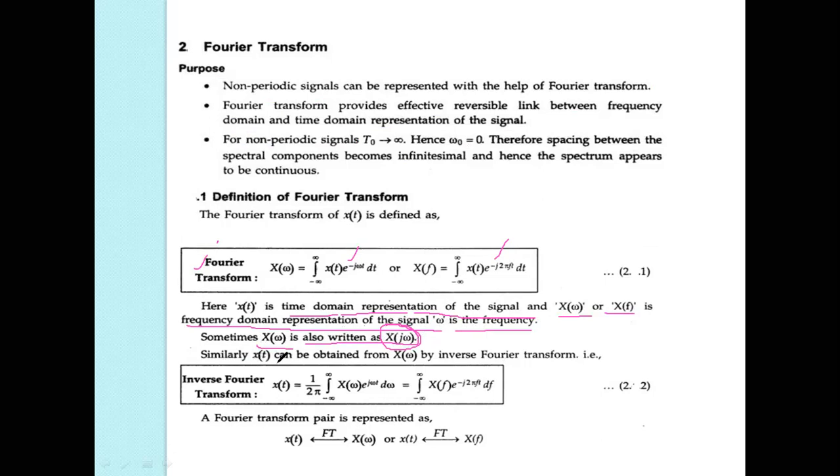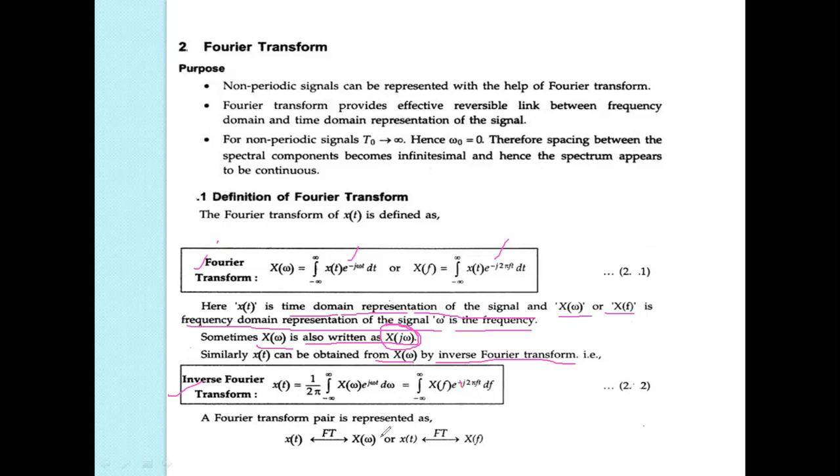And similarly, x of t can be obtained from X of omega by inverse Fourier transformation. What is the inverse Fourier transformation formula? x of t is equal to 1 by 2 pi times the integral from minus infinity to infinity of X of omega e power j omega t d omega, where the exponential is positive, my dear students. Or in normal frequency, the integral from minus infinity to infinity of X of f e power plus j 2 pi f t df. It is not the minus, it is a plus.